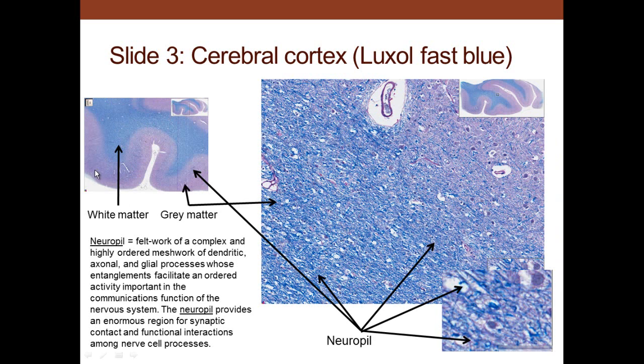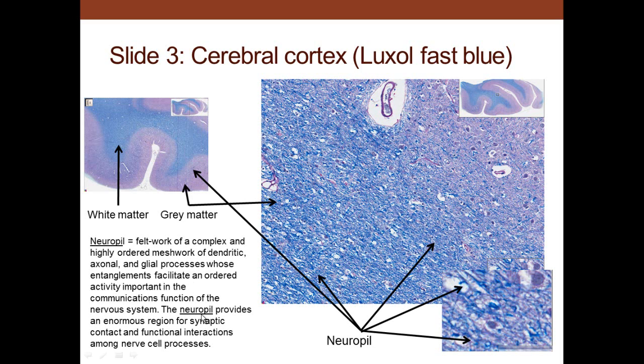So again, we have the white matter in the center of the brain, and the gray matter is on the periphery in through here, as we can see here and here. The neuropil is in through here and through there. And what that is, is a feltwork, a complex and highly organized meshwork of dendrites, axonal, and glial processes. So it's processes of these whose entanglements, interaction with each other, interface with each other, facilitates an ordered activity important for communication function of the nervous system. So by entangling these things, you have communication. It's a network for communication to occur.